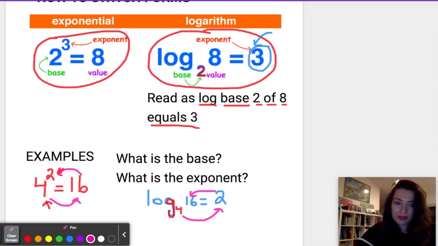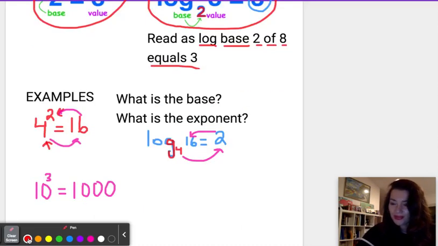Let's try another example. All right, you can pause the video and try this on your own. The first question I'm going to ask is, what is the base? Obviously, we could see that the base is 10 and the exponent is 3. So I'm going to write the word log. Now, this is actually a special log with a base 10. This is known as a common log.